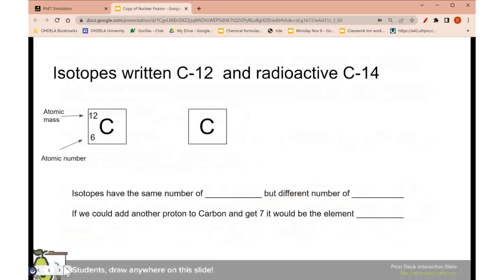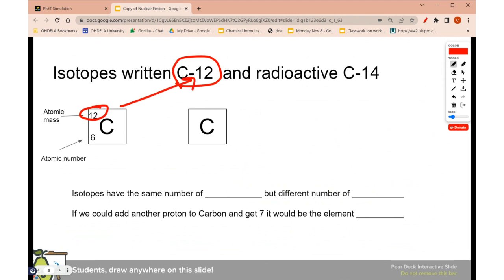All right, so let's take a look and remind ourselves what an isotope is. In the atomic mass, this is the element, carbon-12. We write it this way to identify it as an isotope. The atomic mass is here, that's what the 12 means. That's the protons plus the neutrons. Neutrons, remember, have zero charge. Protons have a plus charge. This is the atomic number, or number of protons.